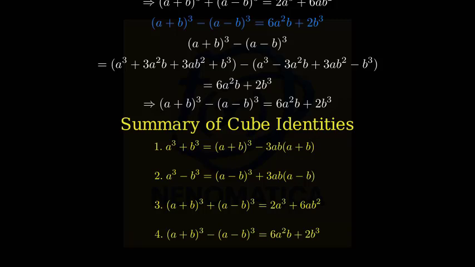Third, the sum of cube of sum and cube of difference. A plus b, all cubed, plus a minus b, all cubed, equals 2a cubed plus 6ab squared. And fourth, the difference of cube of sum and cube of difference. A plus b, all cubed, minus a minus b, all cubed, equals 6a squared b plus 2b cubed.